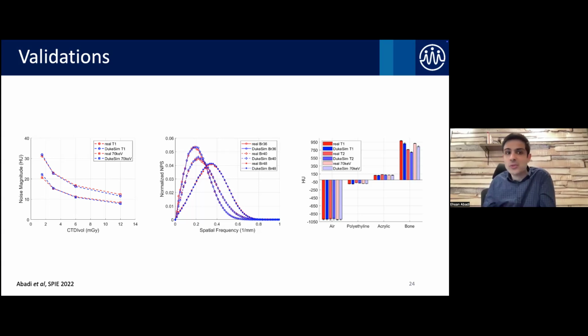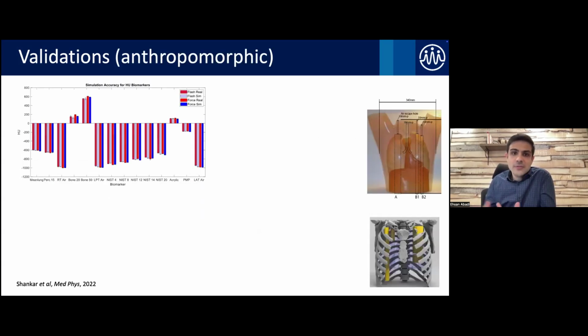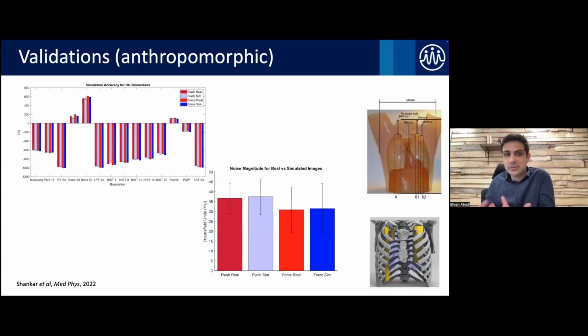The left one is noise magnitude, the middle one is noise power spectrum, the texture of the noise, and the right one is CT number, intensity values, HU values. And as I said, we have done it for multiple scanners and multiple phantoms. We also did it with an anthropomorphic shape sort of phantom, to make sure that it reflects what you would see in an experimental measurement with a real scanner. Similar here, blue is simulations, red is real data.